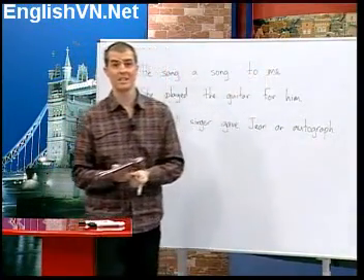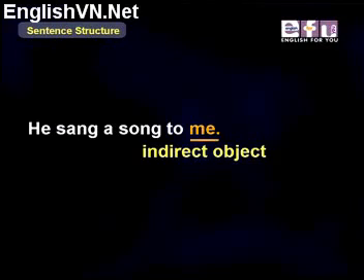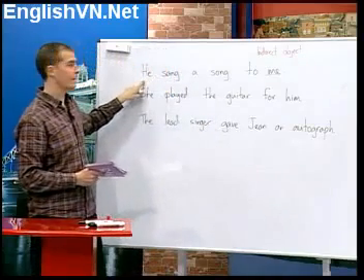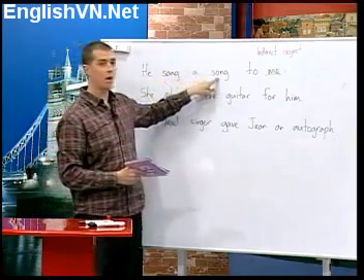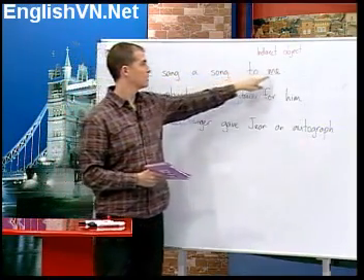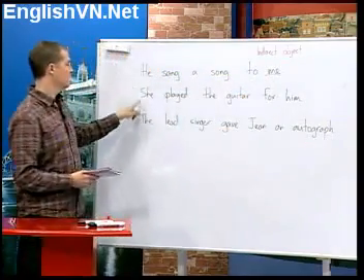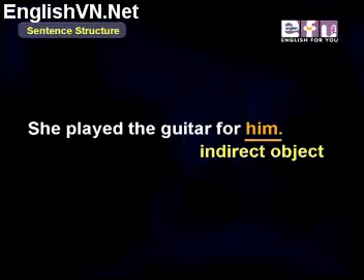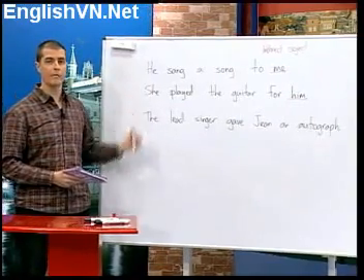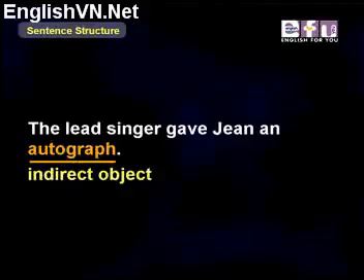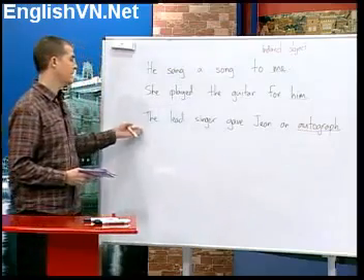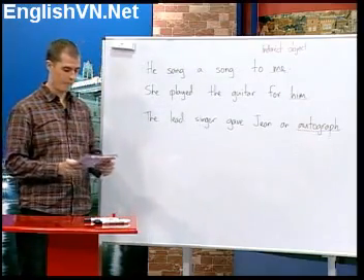In the first sentence, me is the indirect object. We have he, subject, sang, verb, song, direct object, to me, indirect object. The second sentence, the indirect object is him. She played the guitar for him. In the third sentence, the indirect object is Jean. The lead singer gave Jean an autograph.